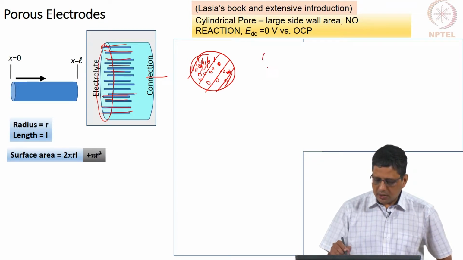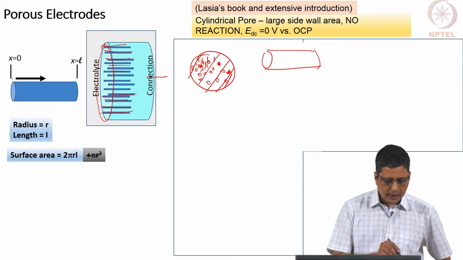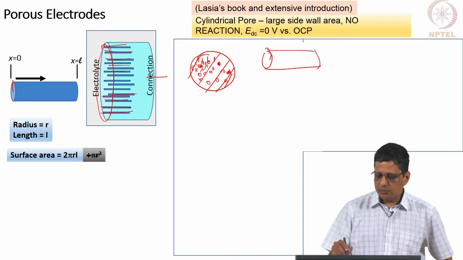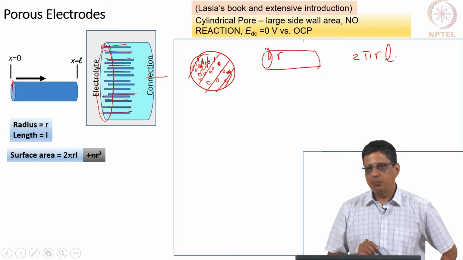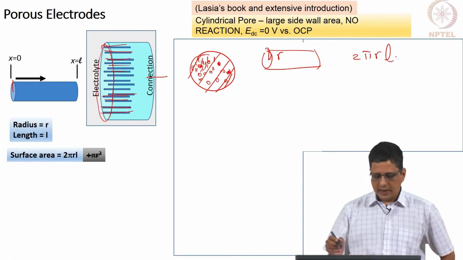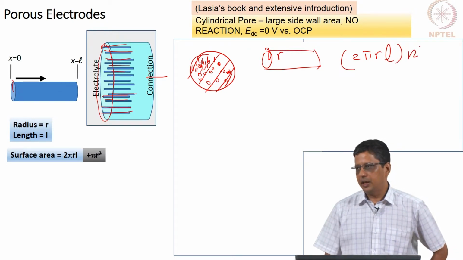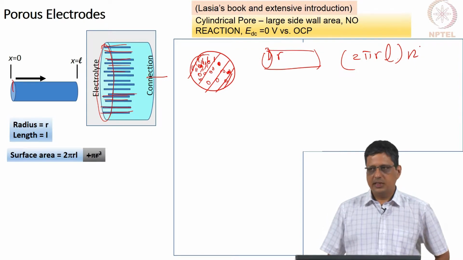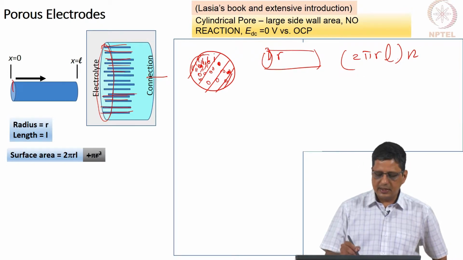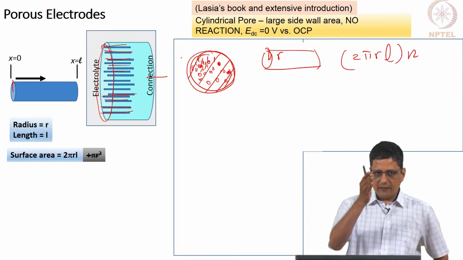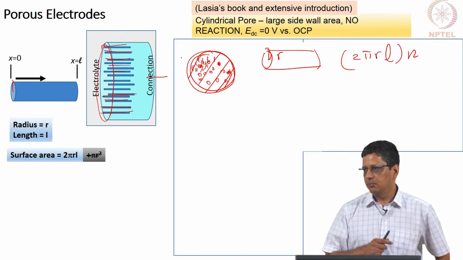Look at this pore, we are going to say it goes from x equal to 0 to x equal to L, and this has a radius of small r, and this side wall area is 2 pi r L. If there are n number of pores, the side wall area is n 2 pi r L. So, we are going to start with the assumption that the side wall area is very large compared to the geometric area of this solid electrode. That means we are neglecting the bottom area of the pore, and we are neglecting the front area of the electrode where pores are not present.